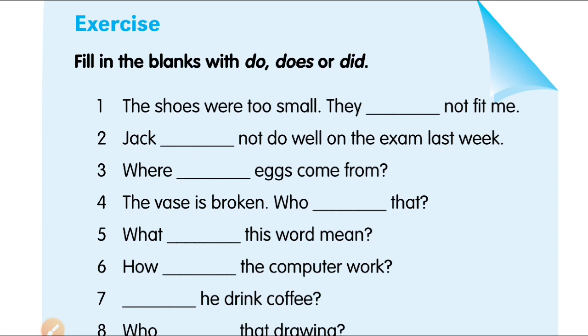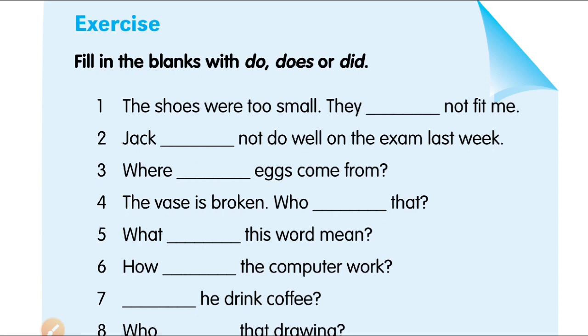Jack does not do well on the exam last week. Last week, obviously, it is about past tense. Jack did not do well. Where does X come from? As it is a present tense, the vase is broken. Who did that? Who broke the vase?